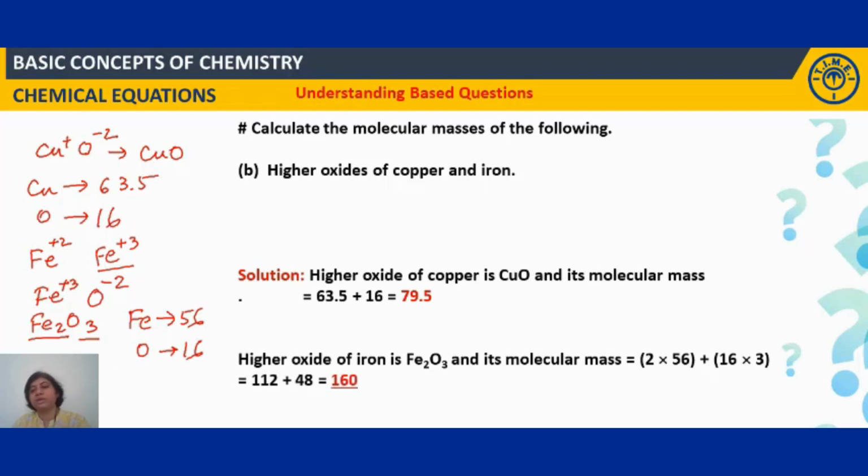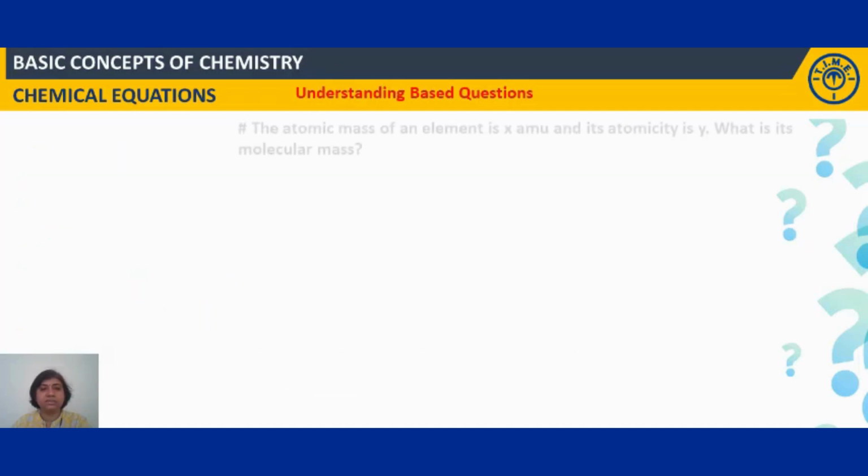I hope you could learn how to calculate the molecular mass. You can do it for any substance that is given. What are you going to do? First, find out the constituent radicals, positive and negative, present in them. Write the molecular formula correctly. Then you have to know the atomic mass of individual constituent elements. Then you calculate the molecular mass, right? Okay. Let's move on to the next question.